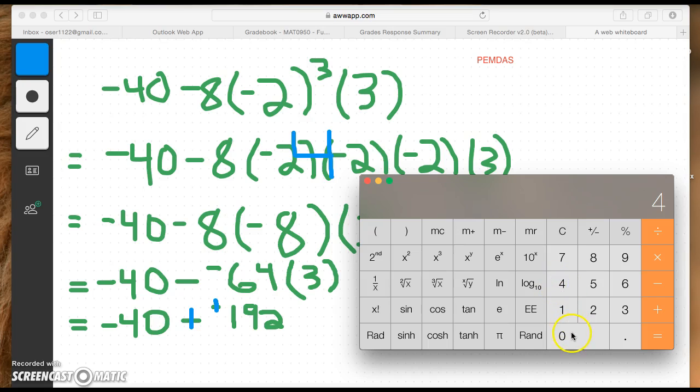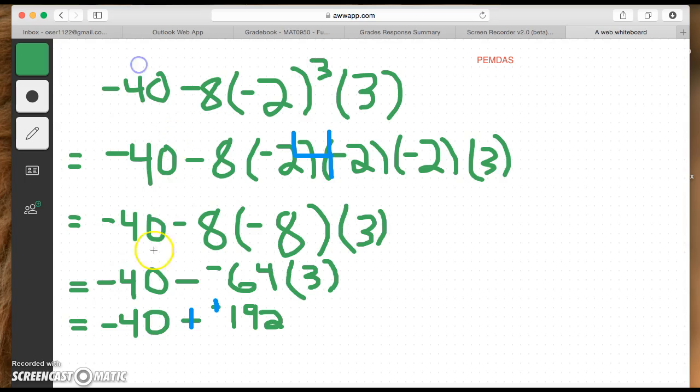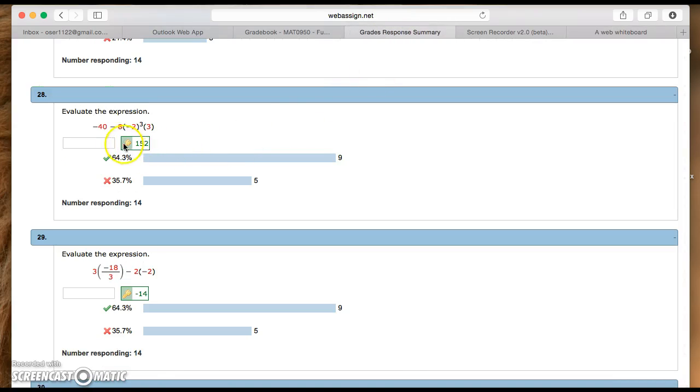So we are left with a negative 40 plus 192. And we are left with 152. So this is equal to 152. We're running out of room here, but we made it work. Alright, and we'll double check. I'm pretty sure that's the answer we were looking for, and indeed it was 152.